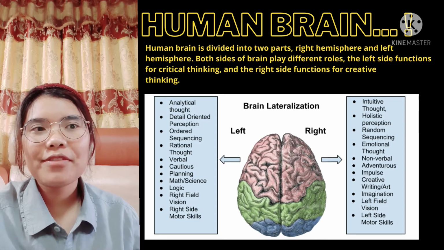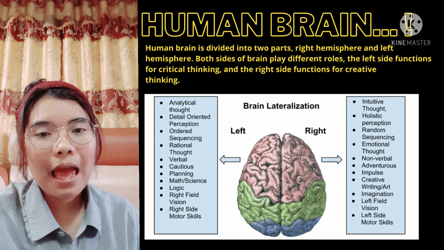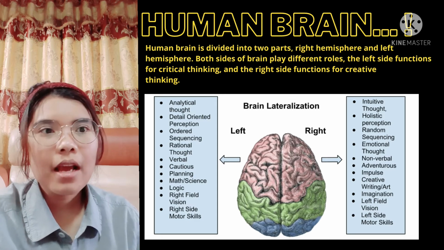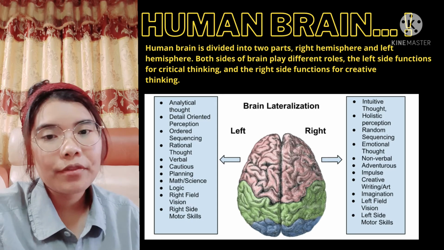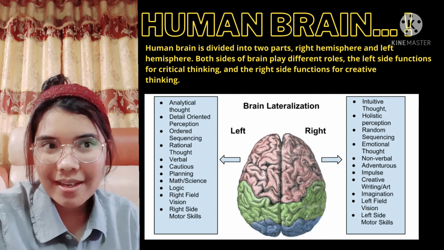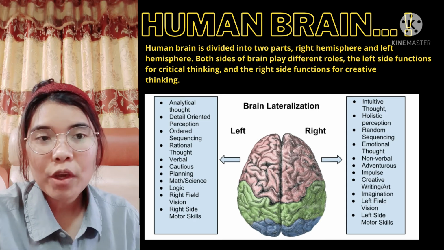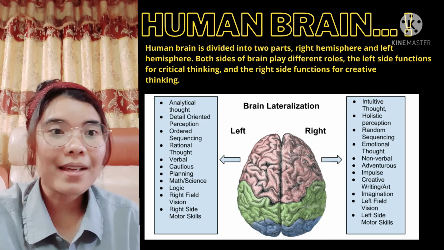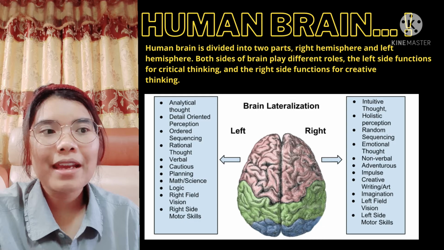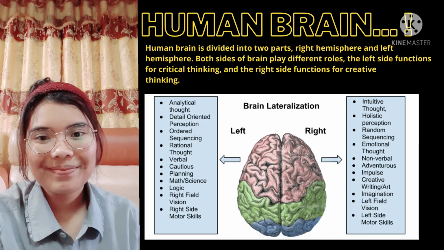The human brain is divided into two parts, the right hemisphere and the left hemisphere. Both sides of the brain play different roles. The left side functions for critical thinking and the right side functions for creative thinking. You can see the picture beside. You can see the left brain and the right brain and their abilities.